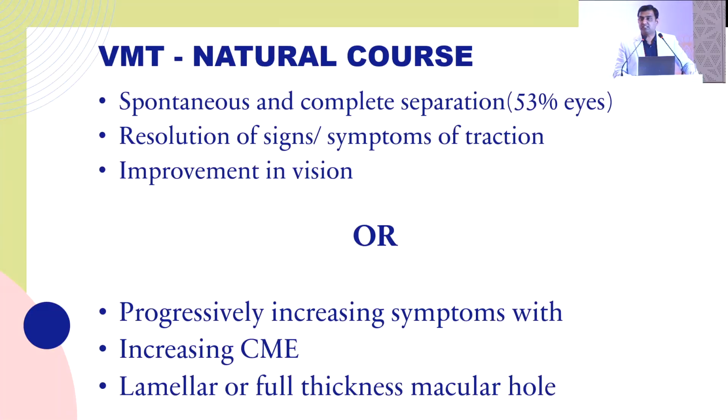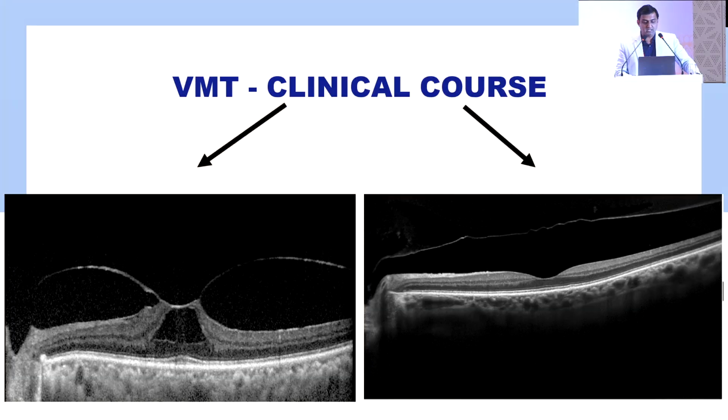Most of the time, they say that from 3% to 53%, VMT might have a natural course that is spontaneous and complete resolution of signs and symptoms, or the patient might have progressively increasing symptoms with increasing CME, or a lamellar or full thickness macular hole. Now, this is our own case where you can see there was a VMT, and when observed, there is a vitreous detachment happening, and the foveal contour is restored.